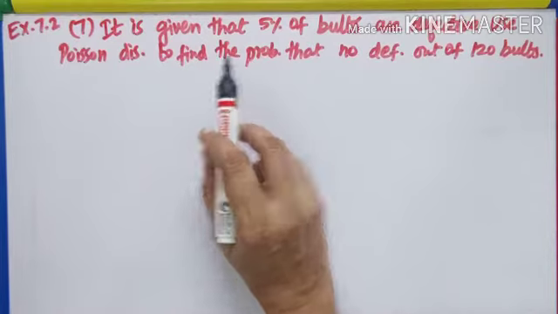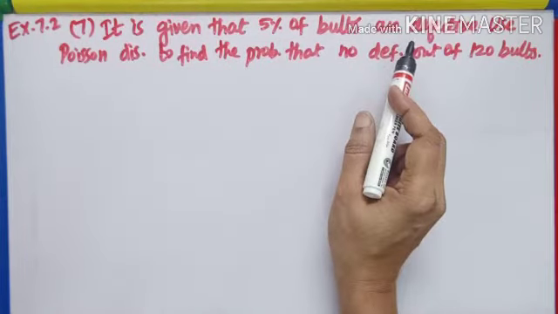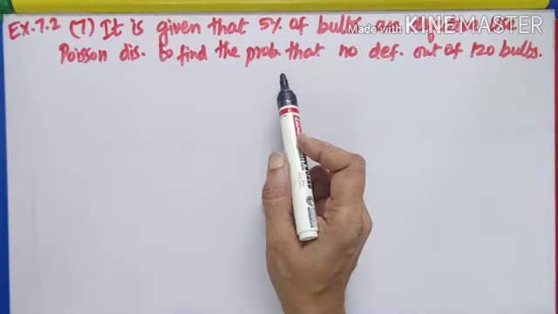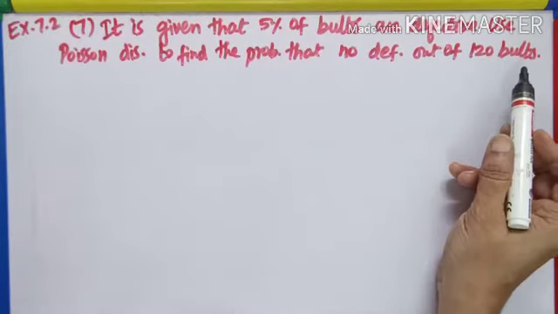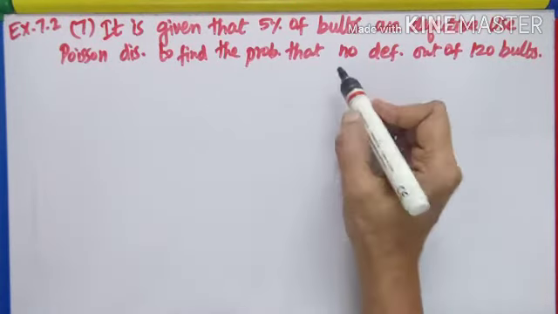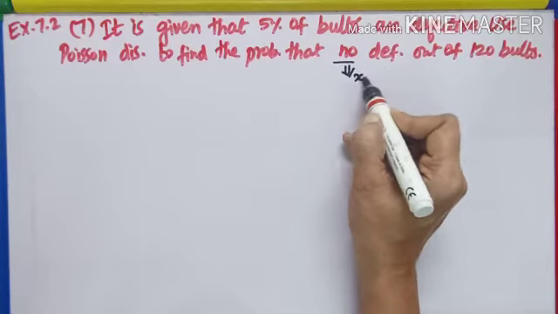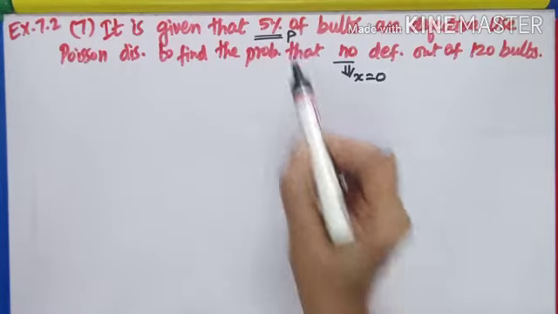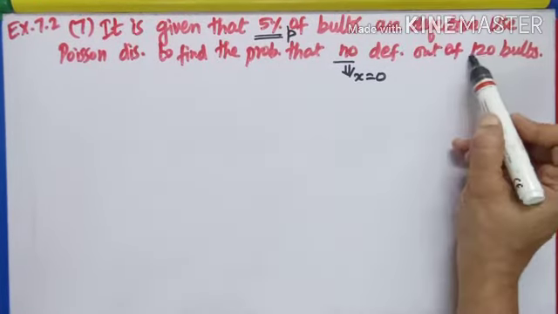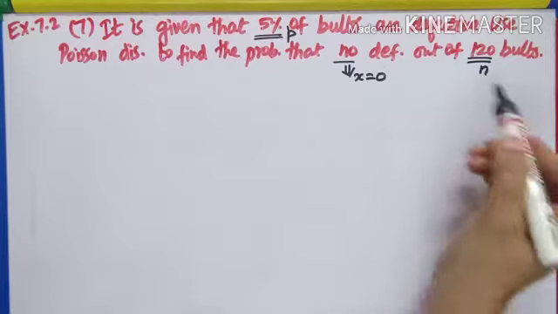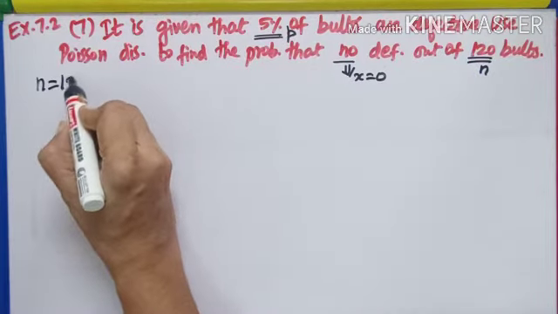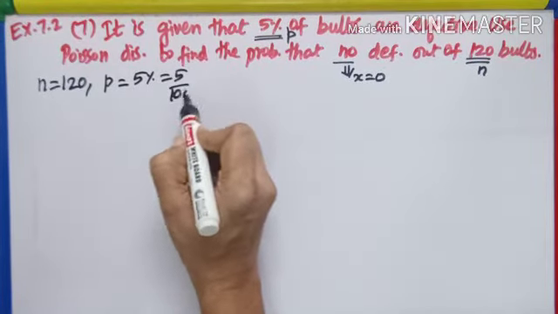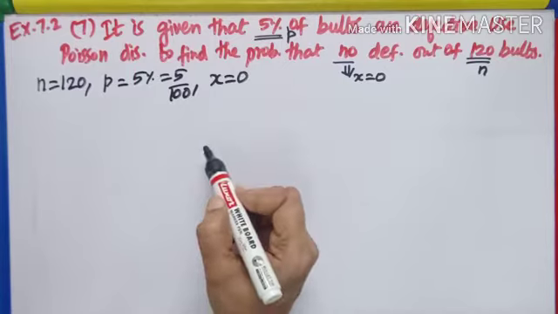Exercise 7.2, question number 7. It is given that 5% of bulbs are defective by a manufacturing company. Use Poisson distribution to find the probability that out of 120 such bulbs, no defective is found. So the word no tells me x is equal to 0. And this 5% tells me it is p, small p. Out of 120 tells me it is n. So let us write what all is given. n is 120, p is 5%, that is 5 by 100, and x is equal to 0.